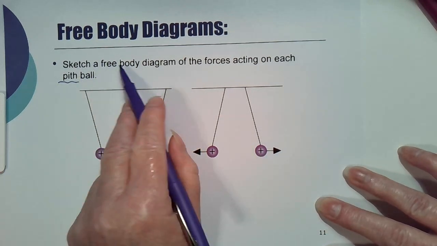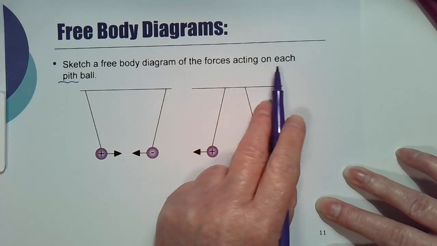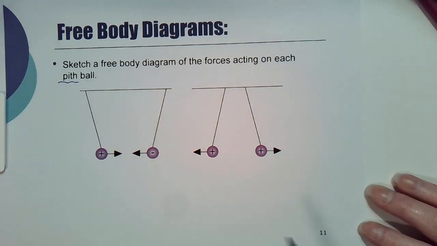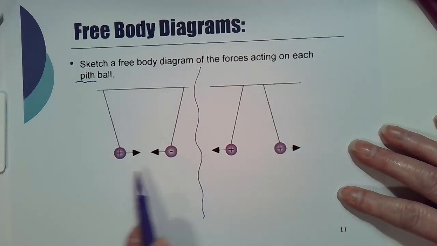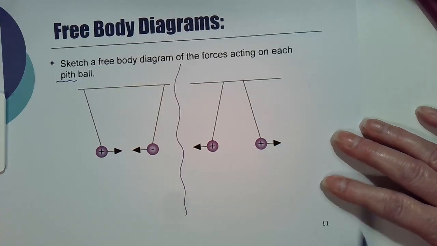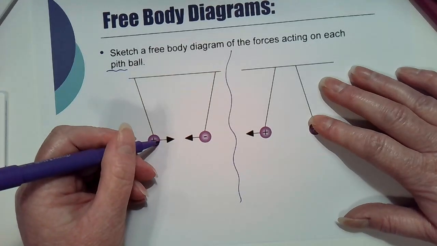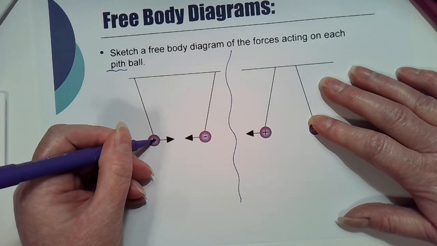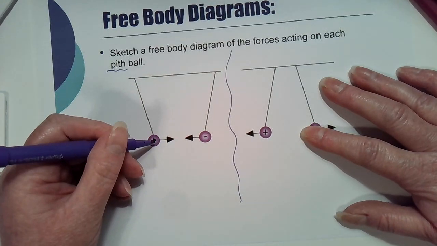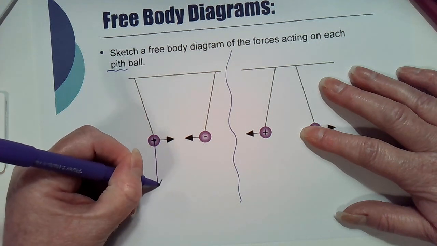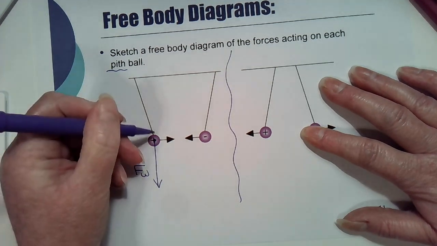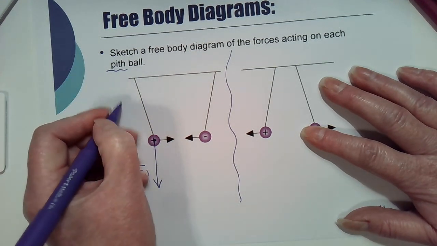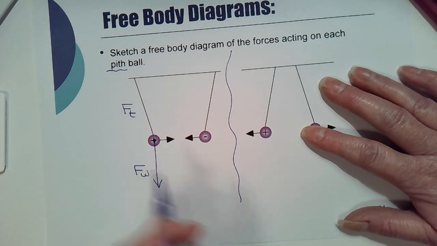So it says, sketch a free body diagram of each of the forces acting on each of the pith balls in this picture. So this is really like 2 different pictures. In this case, the pith balls are attracted to each other. In this case, they are repelling each other. So if I had to take my pith ball and turn it into a dot, there's a dot. And there's FW that acts on everything. It's hanging from a piece of string, so I'm going to write down FT.